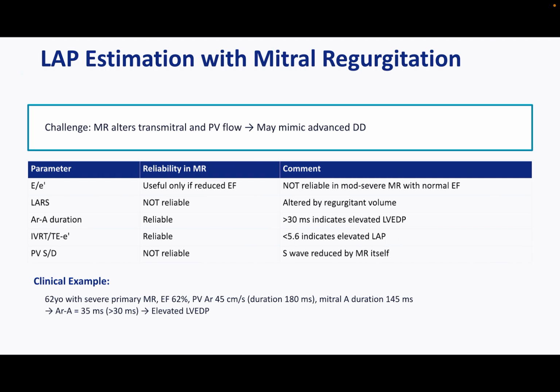Clinical example: you have a 62-year-old with severe primary MR, pulmonary vein AR duration 100 milliseconds, mitral A duration 145. The subtraction of these two values is 35, which is greater than 30 milliseconds, which correlates with elevated LVEDP and confirms it despite a normal appearing E to E prime.